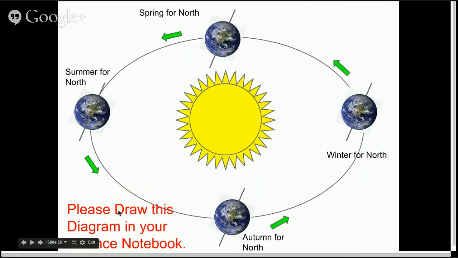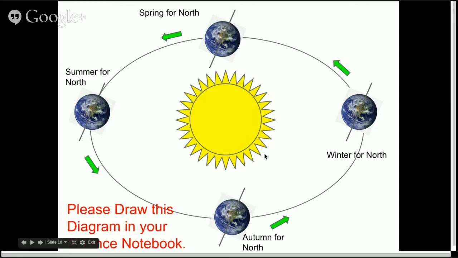All right. Please draw this diagram in your notebook. Go ahead and pause it. All right. It is summertime because we are tilted towards the sun in the northern hemisphere. In the southern hemisphere, we're actually pointed away from the sun, so it's winter for them. And in our winter, we are pointed away, and the southern hemisphere is pointed towards.